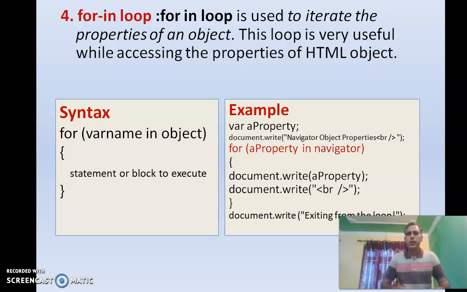This loop will continue till there is a value in aProperty. When the value in aProperty is null or blank, the loop will be terminated and the control will be transferred to the next statement, document.write exiting from loop.